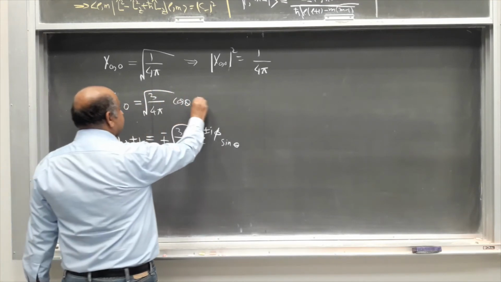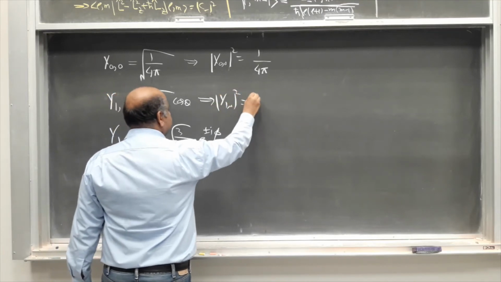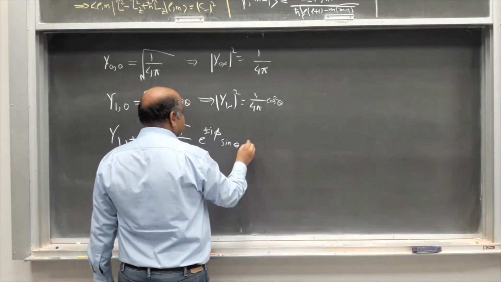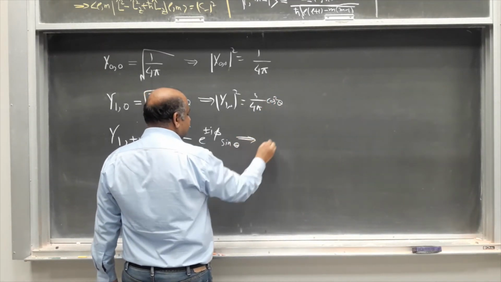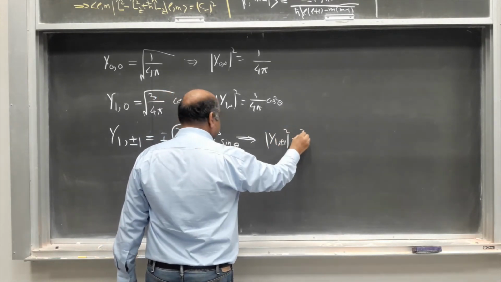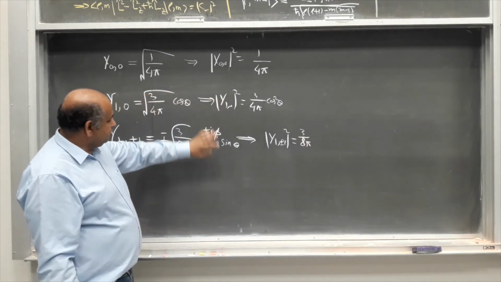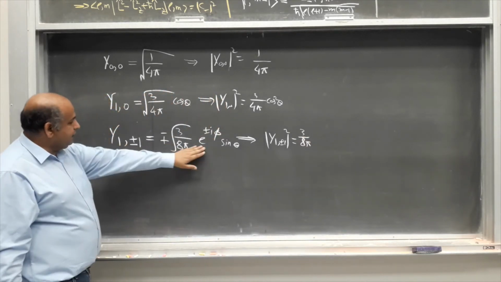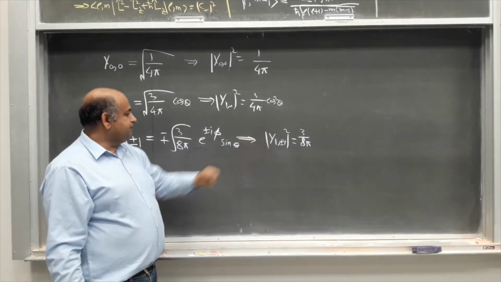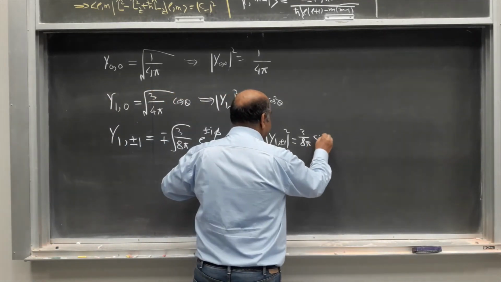And the probability distribution corresponding to this is, of course, 3 over 4 pi cosine square theta, and the probability distribution corresponding to this is 3 over 8 pi. And when we take mod square, this phi goes away. Even though the wave function is phi dependent, since phi is only giving us a phase, it's not going to come into the probability distribution. So this is sine square theta.